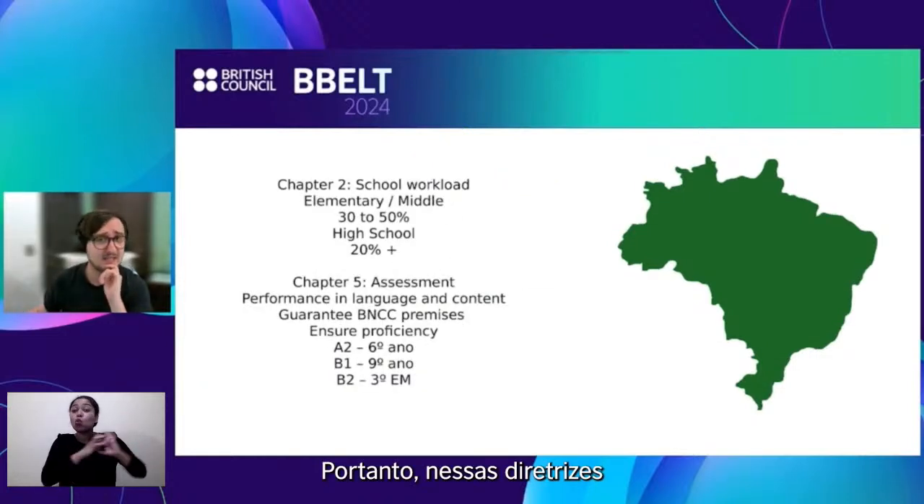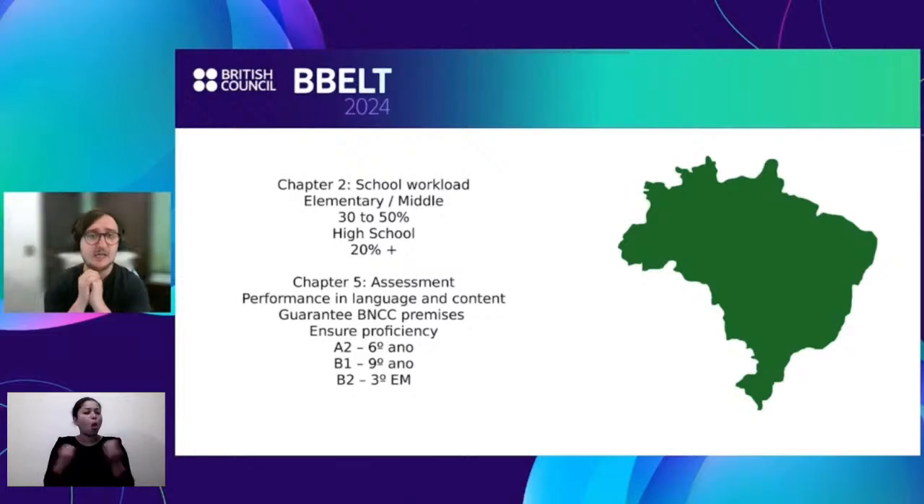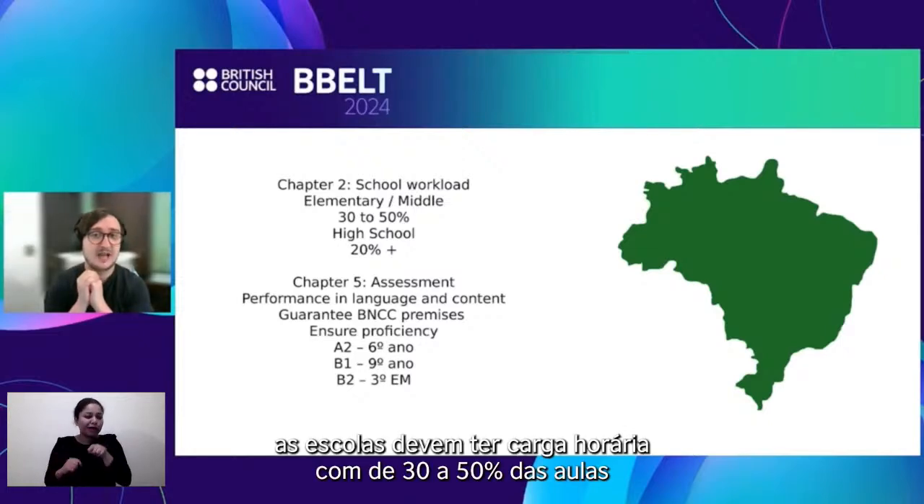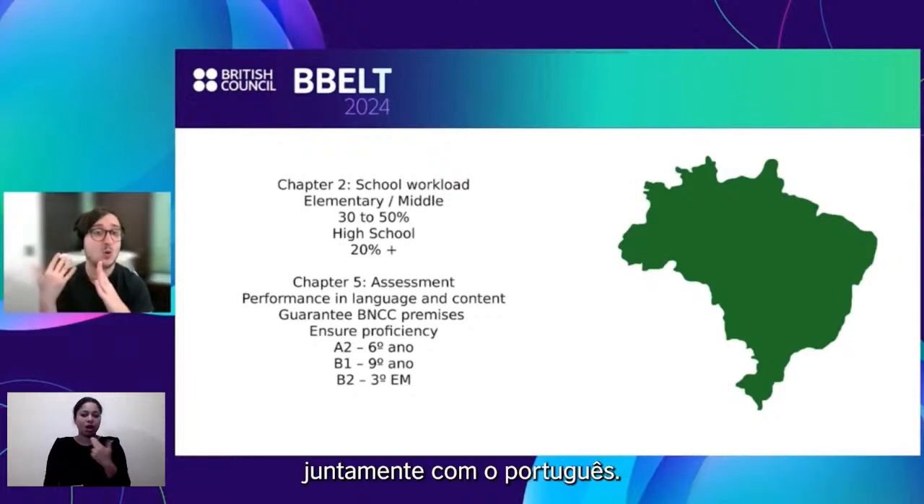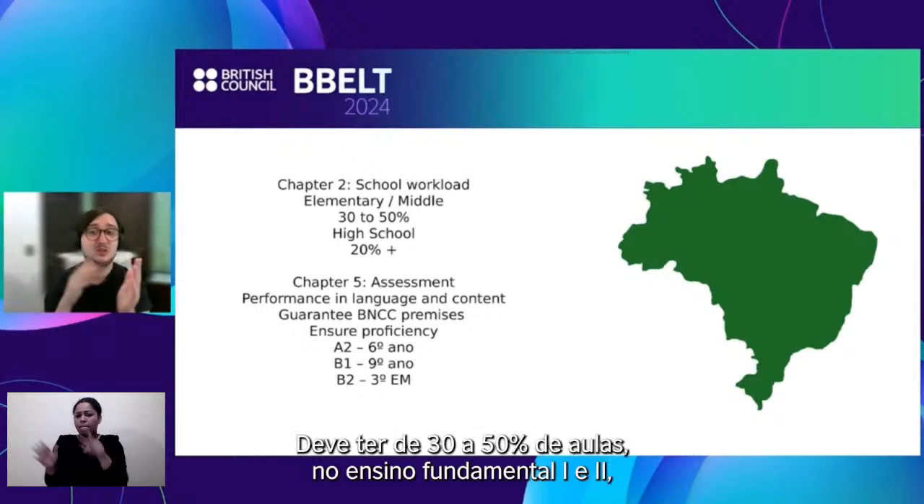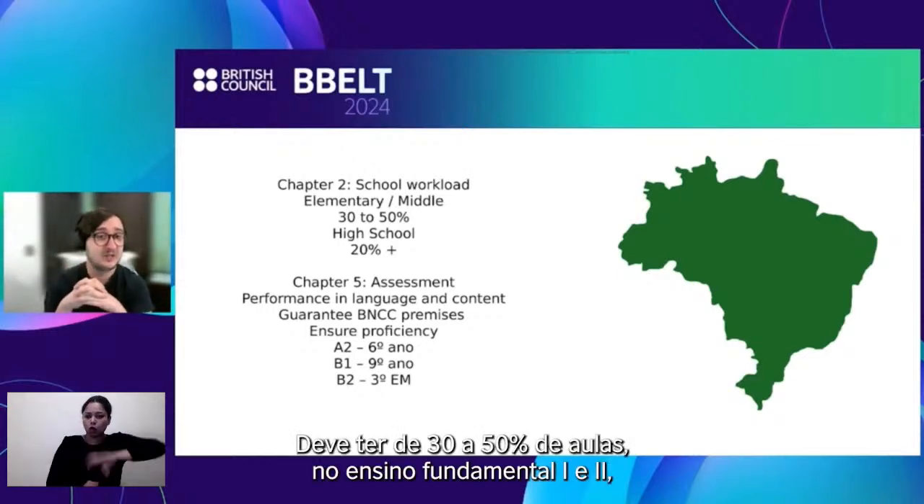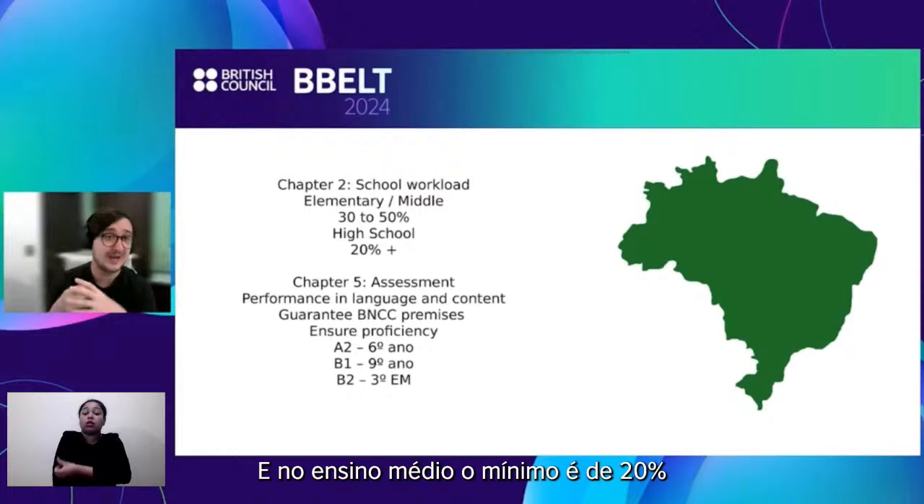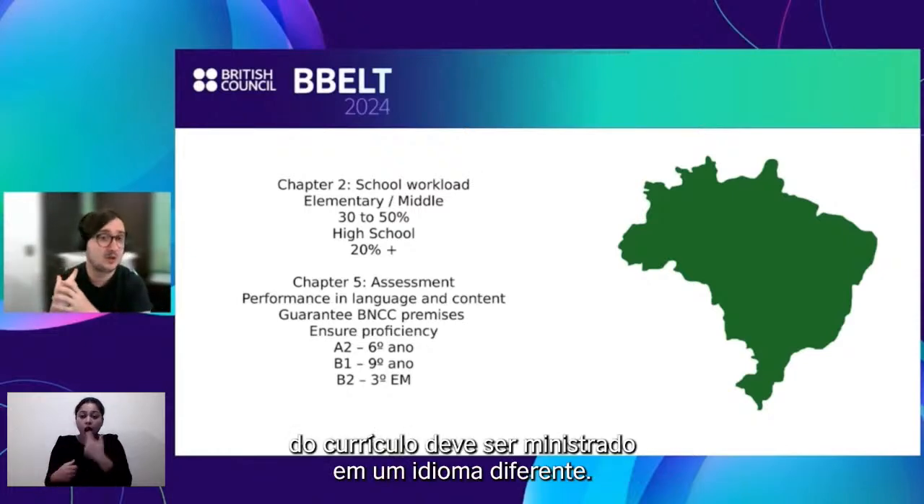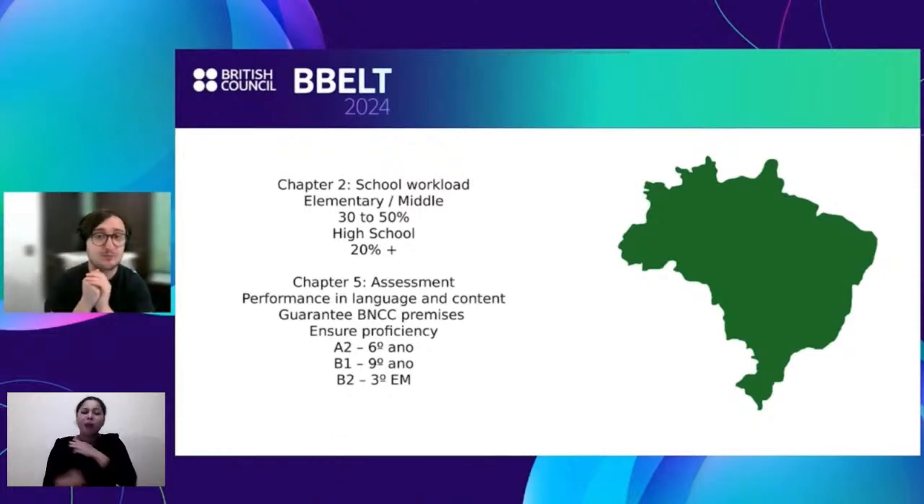So in these guidelines, it says that schools must have a school workload of 30 to 50% of the classes in English or the additional language they intend to teach along with Portuguese, right? So 30 to 50% in elementary and middle school of the classes must be in an additional language. And in high school, at least 20% of the curriculum must be in a different language.